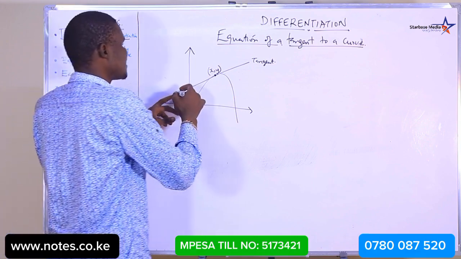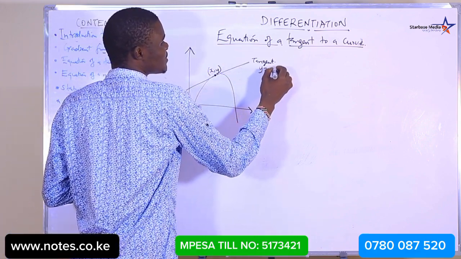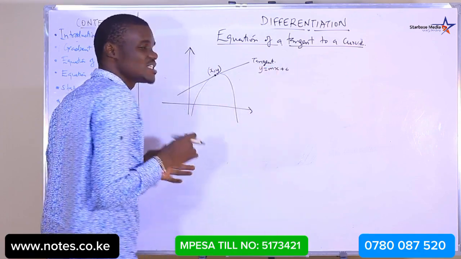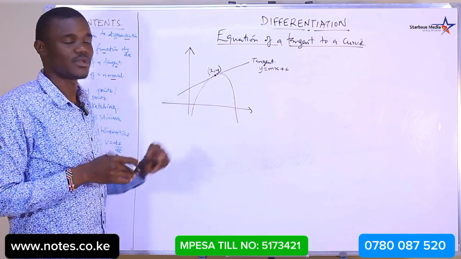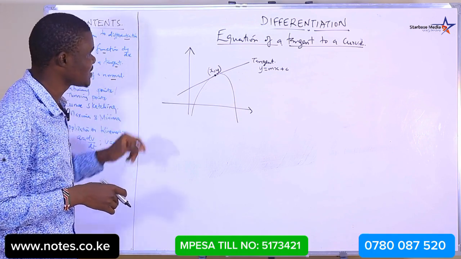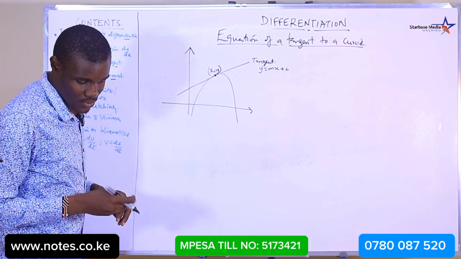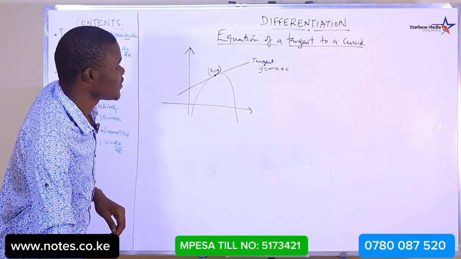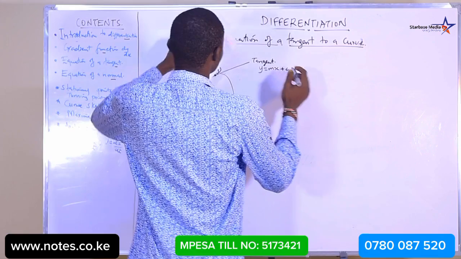So because the tangent is a straight line, your answers will be in the form of y is equals to mx plus c, because these are lines basically touching the curve at only one given point. I hope that is clear. So when you understand that, then we are going to do an example so that you can understand what we are trying to say. So we have an example here. Let me write it here.